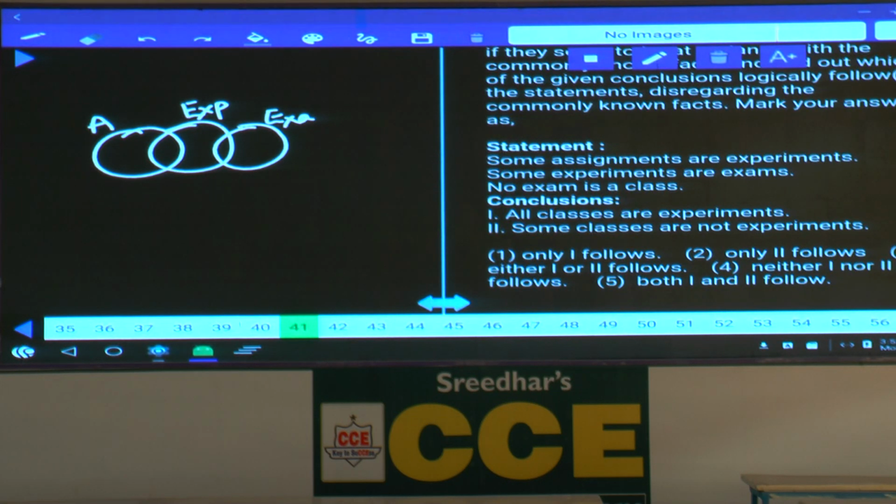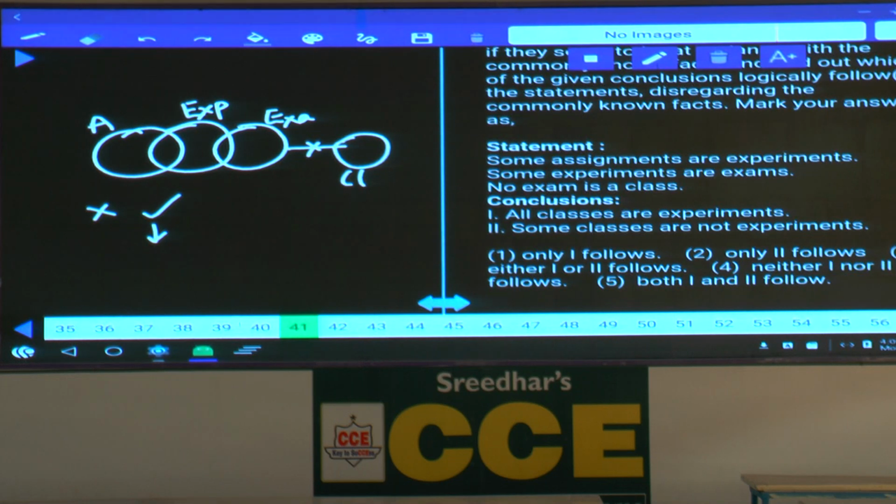Then no exam is a class. No exam is a class means no intersection between exam and class. Now this is the basic diagram. Then what is the first conclusion here? Some classes are experiments. Experiment is here, class is here, no intersection between these two. Next one, some classes are not experiments. No class is an experiment, so some classes are not experiments is also true. Now the second conclusion, some classes are not experiments, is true.